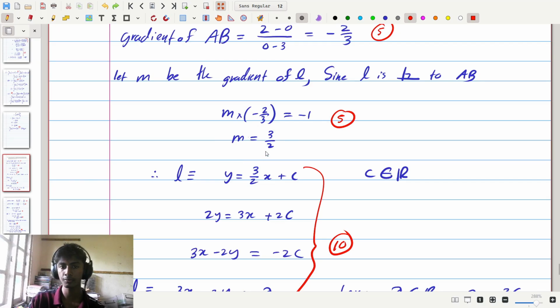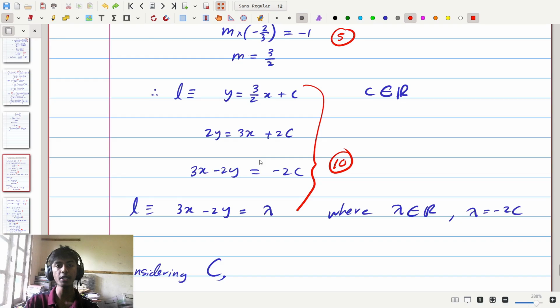Now after that, when you apply the gradient intercept format here, rearrange to get 3x minus 2y equals minus 2c, and then replace the minus 2c with the different constant lambda to get the form that we wanted of 3x minus 2y equals lambda, you will get a total of 10 marks.